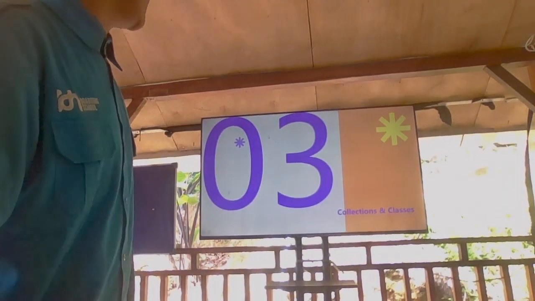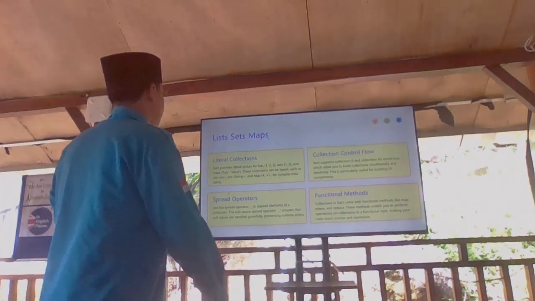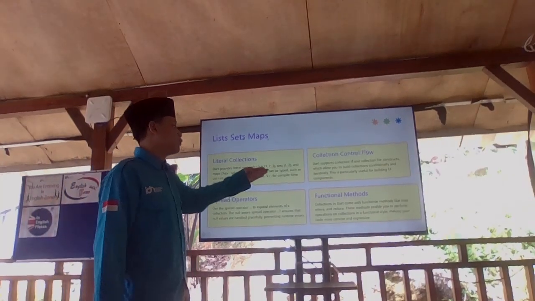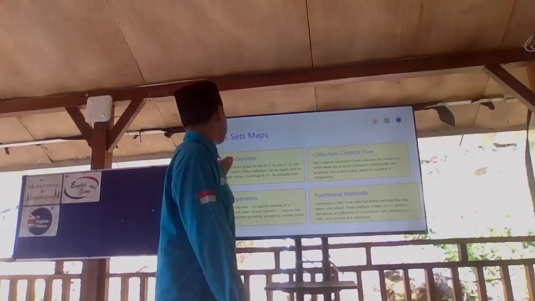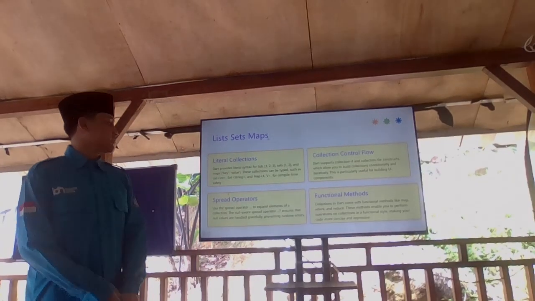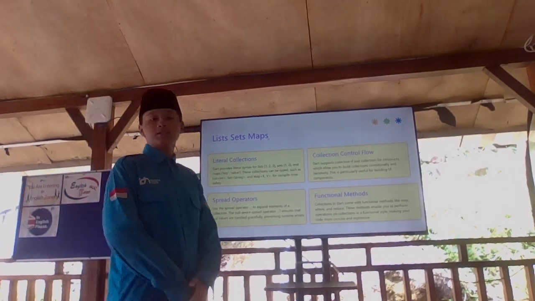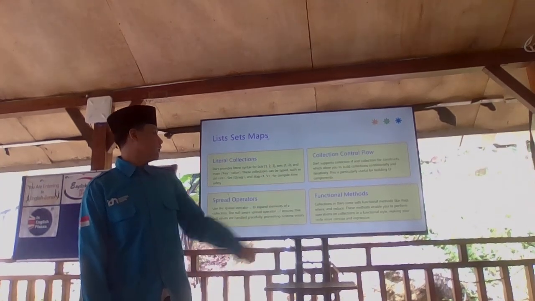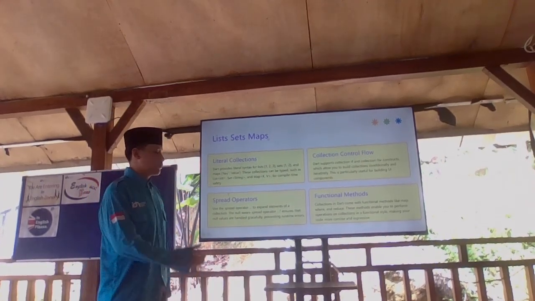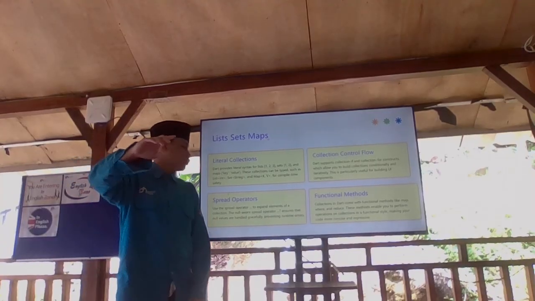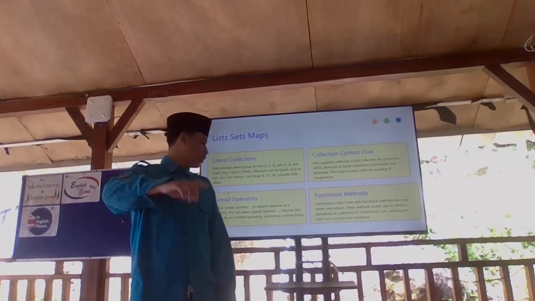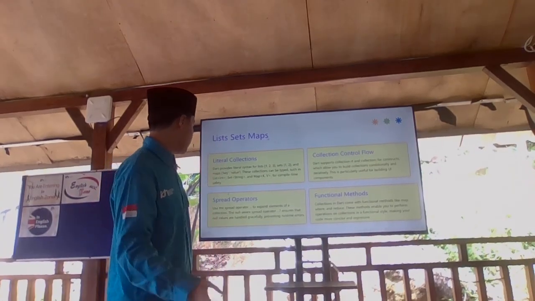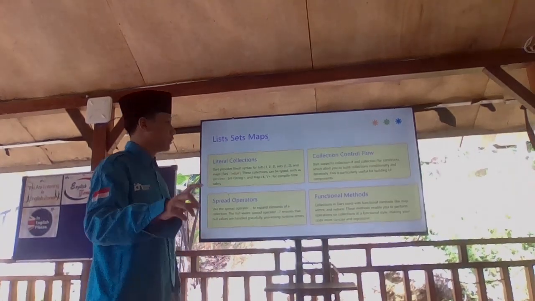Third, collections and classes. Lists, sets, and maps. Literal collections: Dart provides literal syntax for lists [1, 2, 3], sets {1, 2}, and maps {key: value}. These collections can be typed, such as List<int>, Set<String>, and Map<K, V> for compile-time safety. Spread operators: use the spread operator to expand elements of a collection. The null-aware spread operator ensures that null values are handled gracefully, preventing runtime errors.